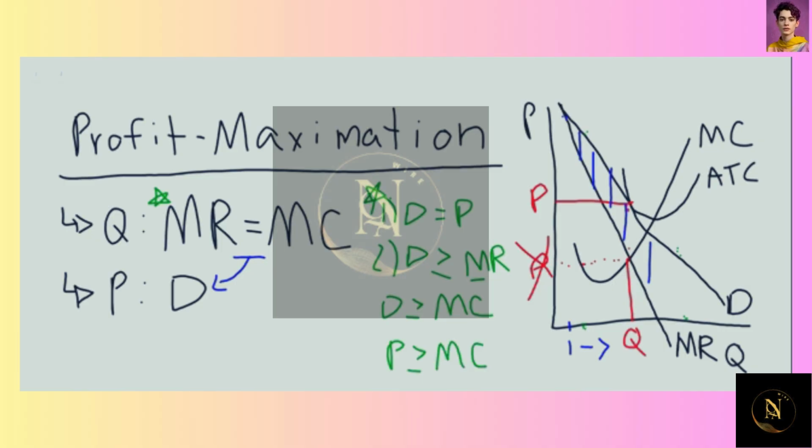So using all the rules we just talked about, we can find this conclusion that our price is going to be greater than or equal to MC when we're profit maximizing. Okay, so we know the dynamics of the firm in the long run and the short run, and we also know how to profit maximize, so I think we're ready for this question.